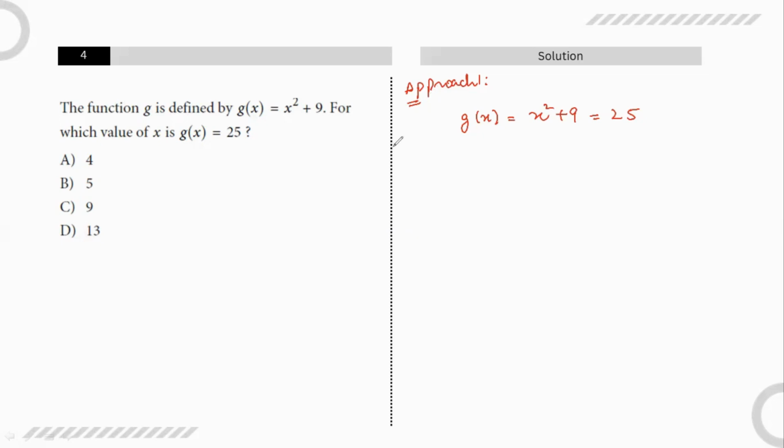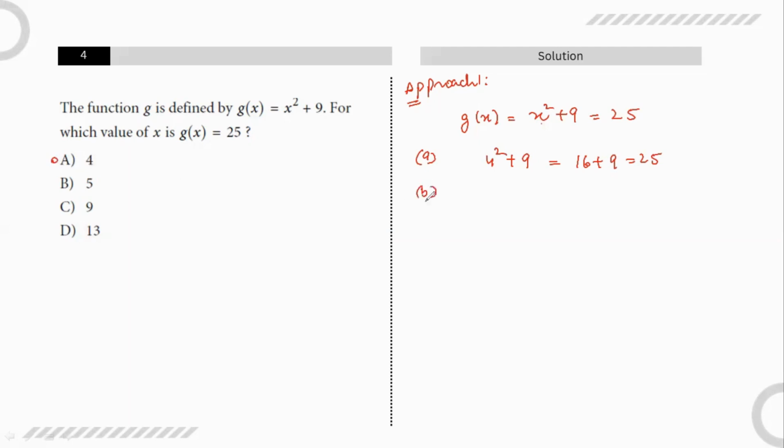Now, starting with the first one. Option A gives the value of x as 4. So let's substitute here 4. So 4 squared, what is 4 squared, right? Let's say 4 squared plus 9. 4 squared is 16, 16 plus 9, that is 25, right? By substituting x as 4, we are getting x squared plus 9 as 25, which is a good option to hold on. So we are not eliminating the option.